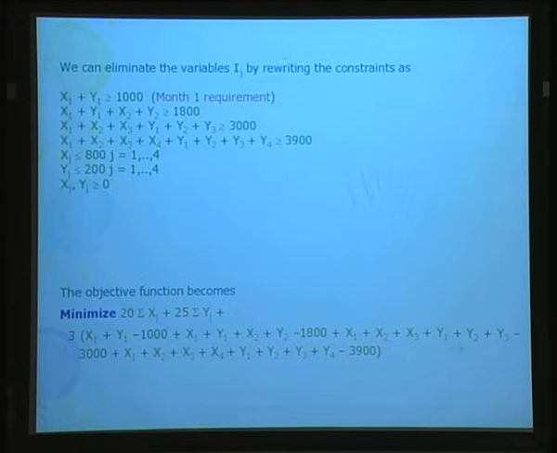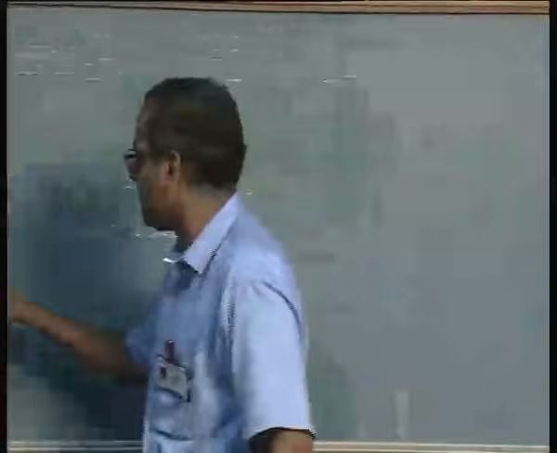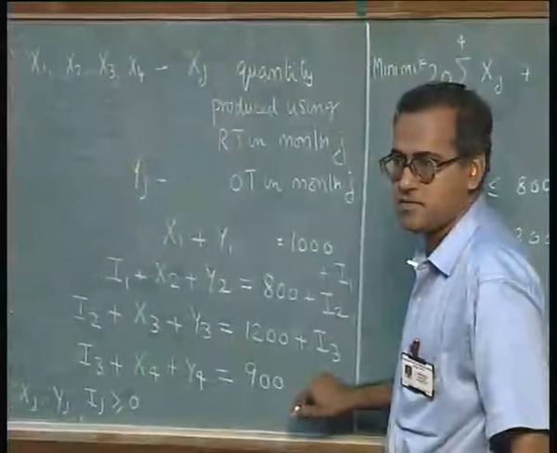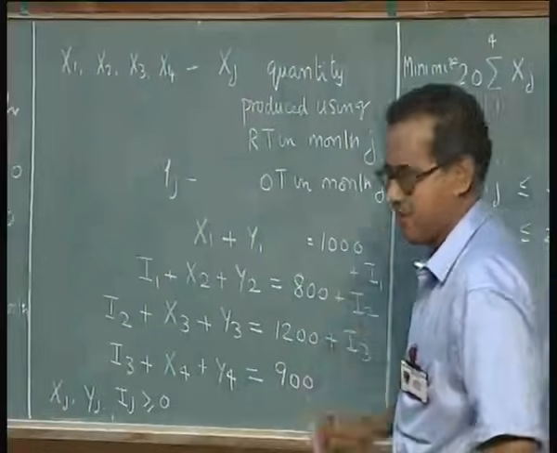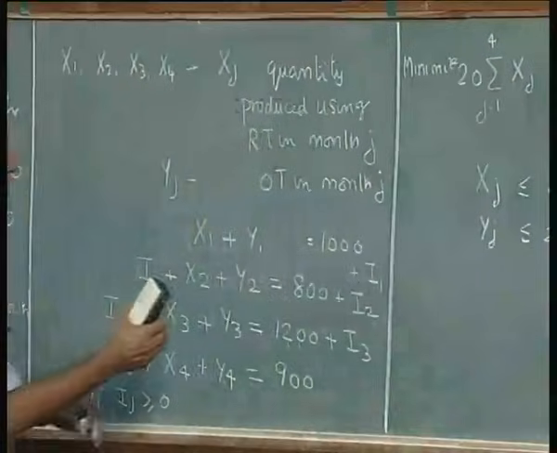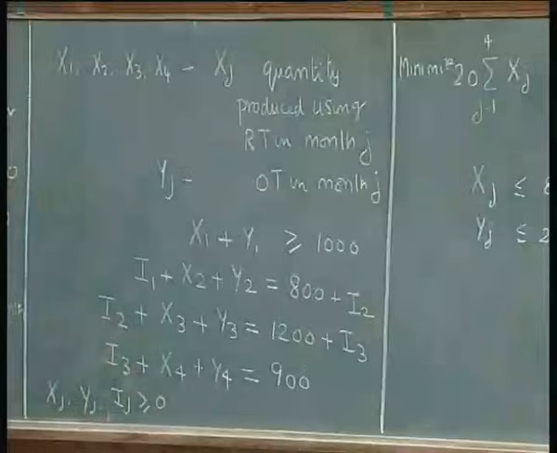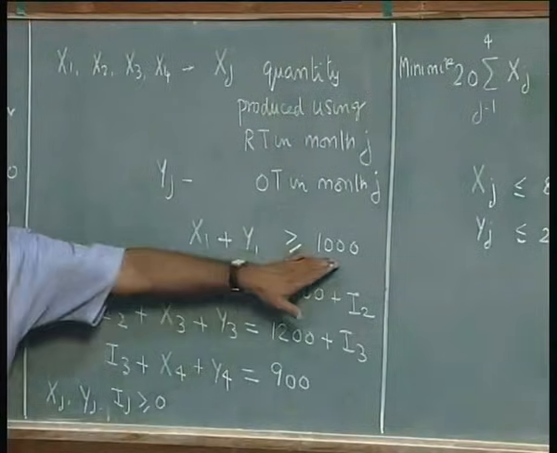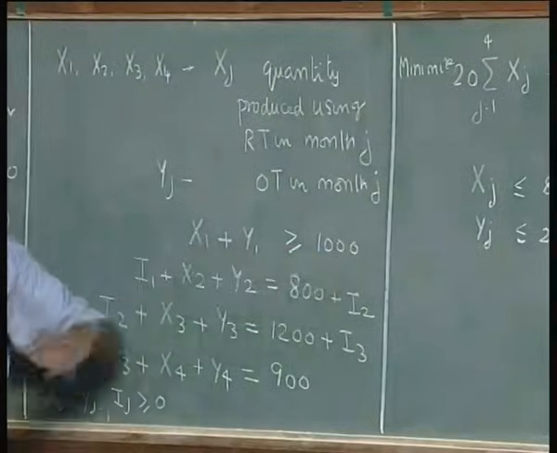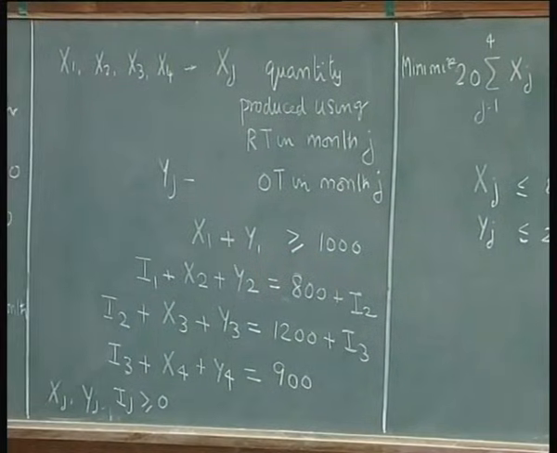Right, we have some equations which are here. Now we can do a few more things. For the same formulation, we can do a few more things. Now first thing is that we can eliminate these I1, I2 and I3 from this, which can easily be done. For example, we can eliminate this I1 by saying that x1 plus y1 should be greater than or equal to 1000. Whatever is produced in the first month should be more than or equal to the demand in that month, and if there is an excess, that is carried to the second month.